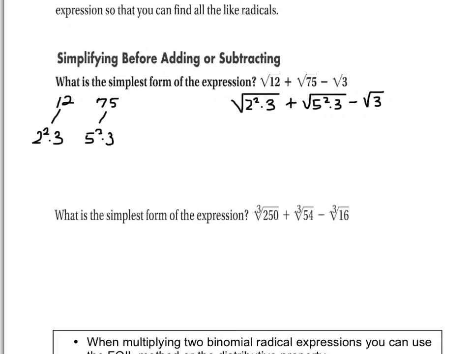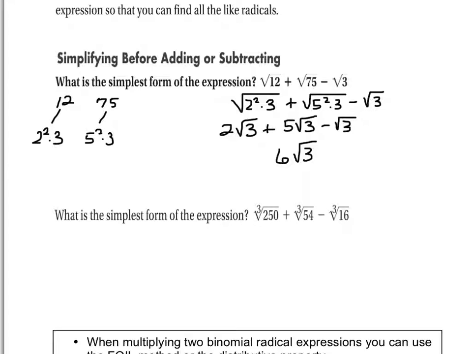Well, this goes back to simplifying. The 2 can come out front, and I've got a square root of 3. Plus the 5 can get out of jail with a square root of 3. And now, if you notice these, all of these have the same root. So what does that mean? I can combine them. 5 plus 2 is 7. Minus 1 ends up being 6 square root of 3.